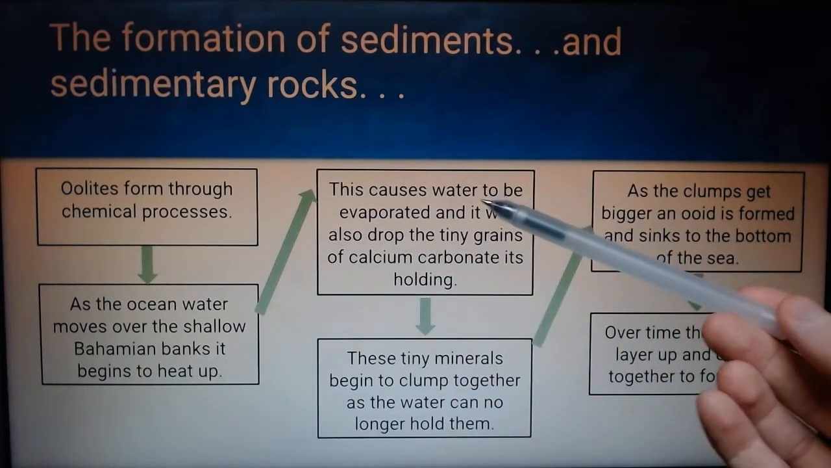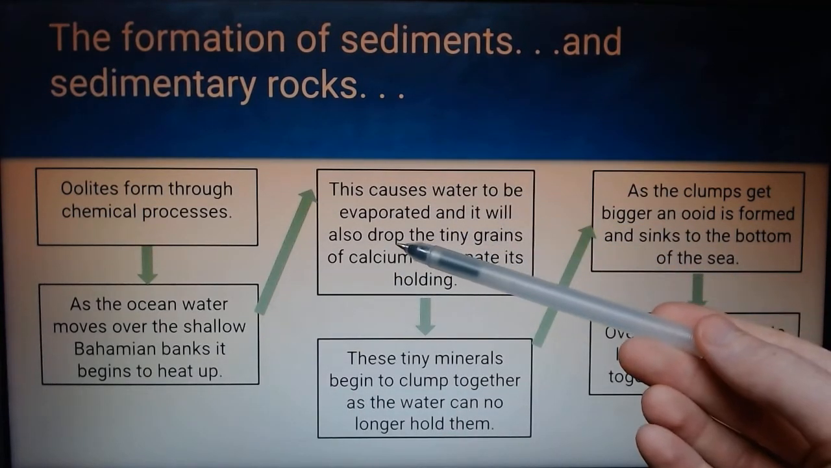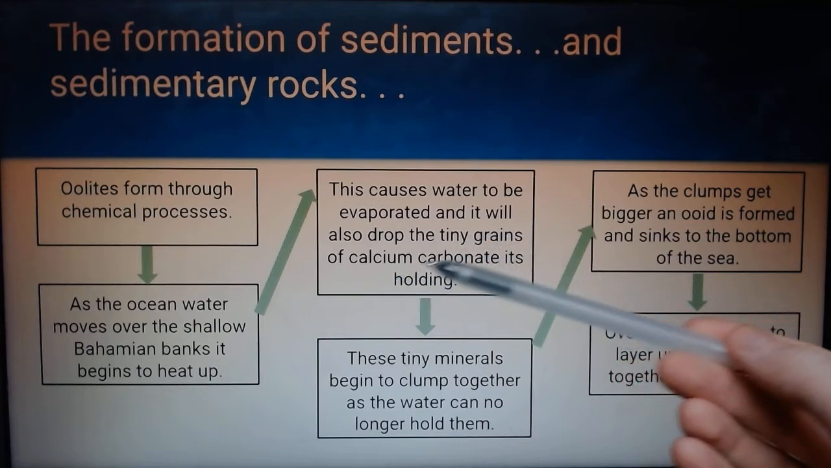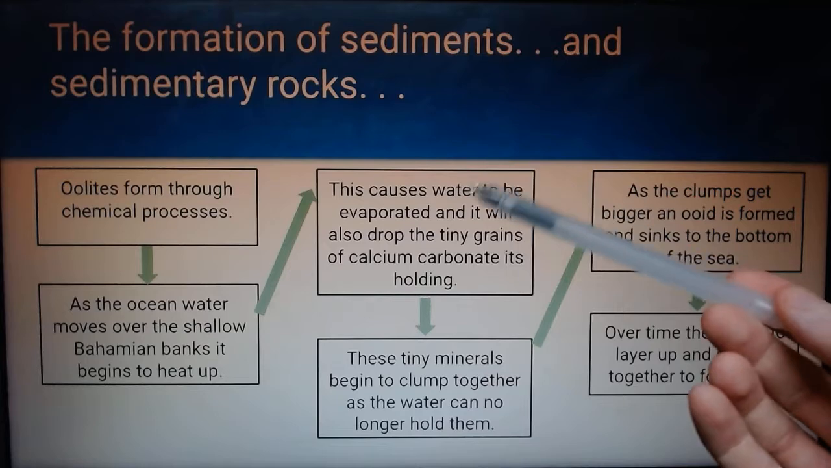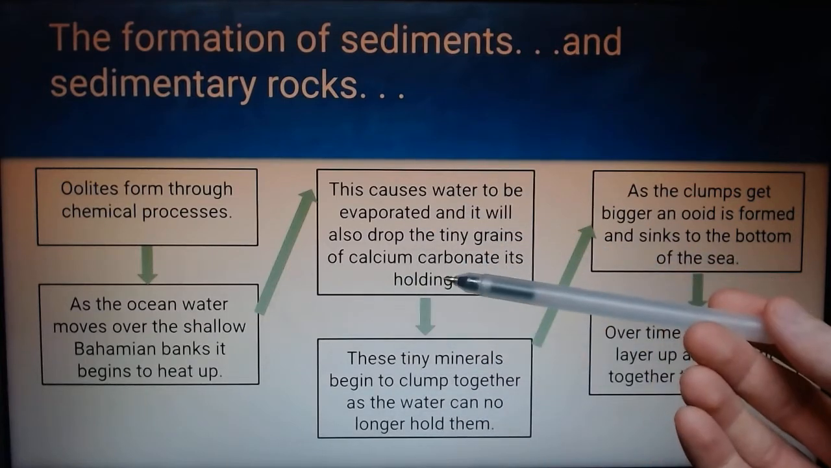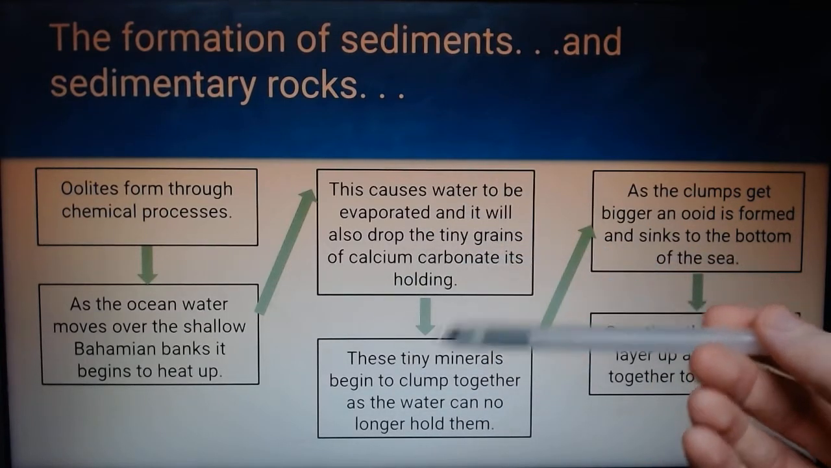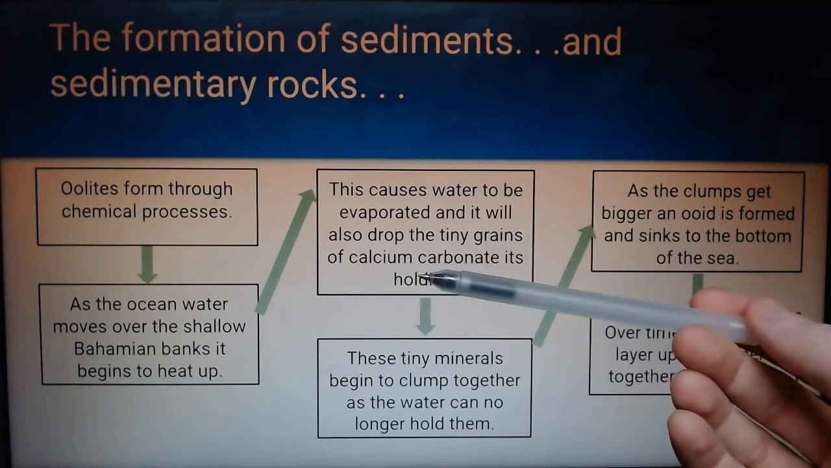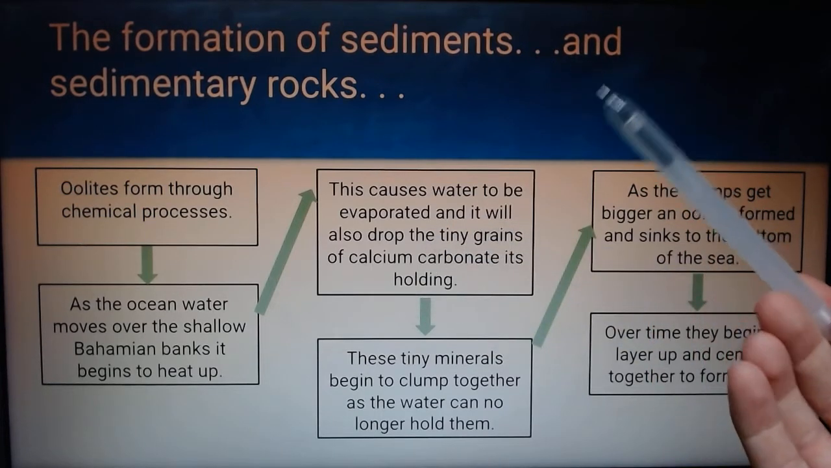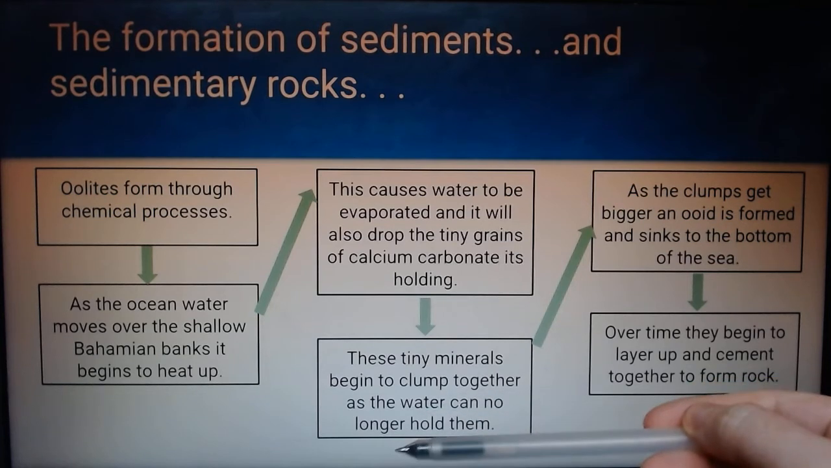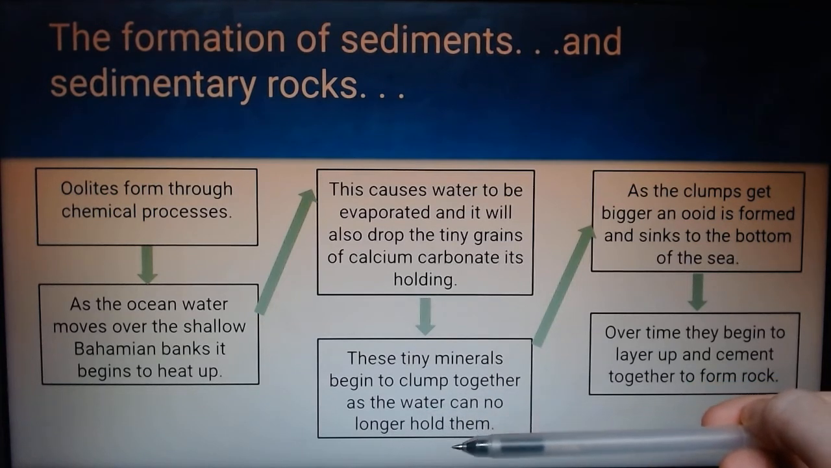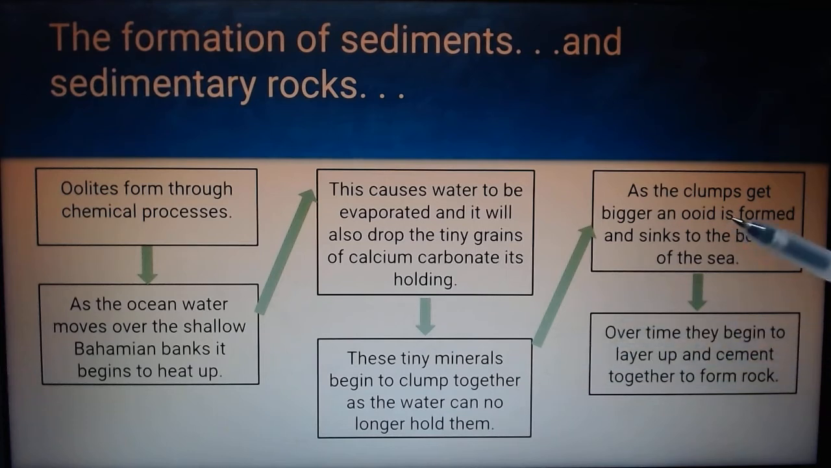This causes water to be evaporated and will also leave behind the tiny grains of calcium carbonate it's holding. So as water is evaporated, that means it's full of stuff like salt and this calcium carbonate. It can't hold all those things because there's less water now. These tiny materials begin to clump together as the water can no longer hold all of them. So now you start to get these grains.